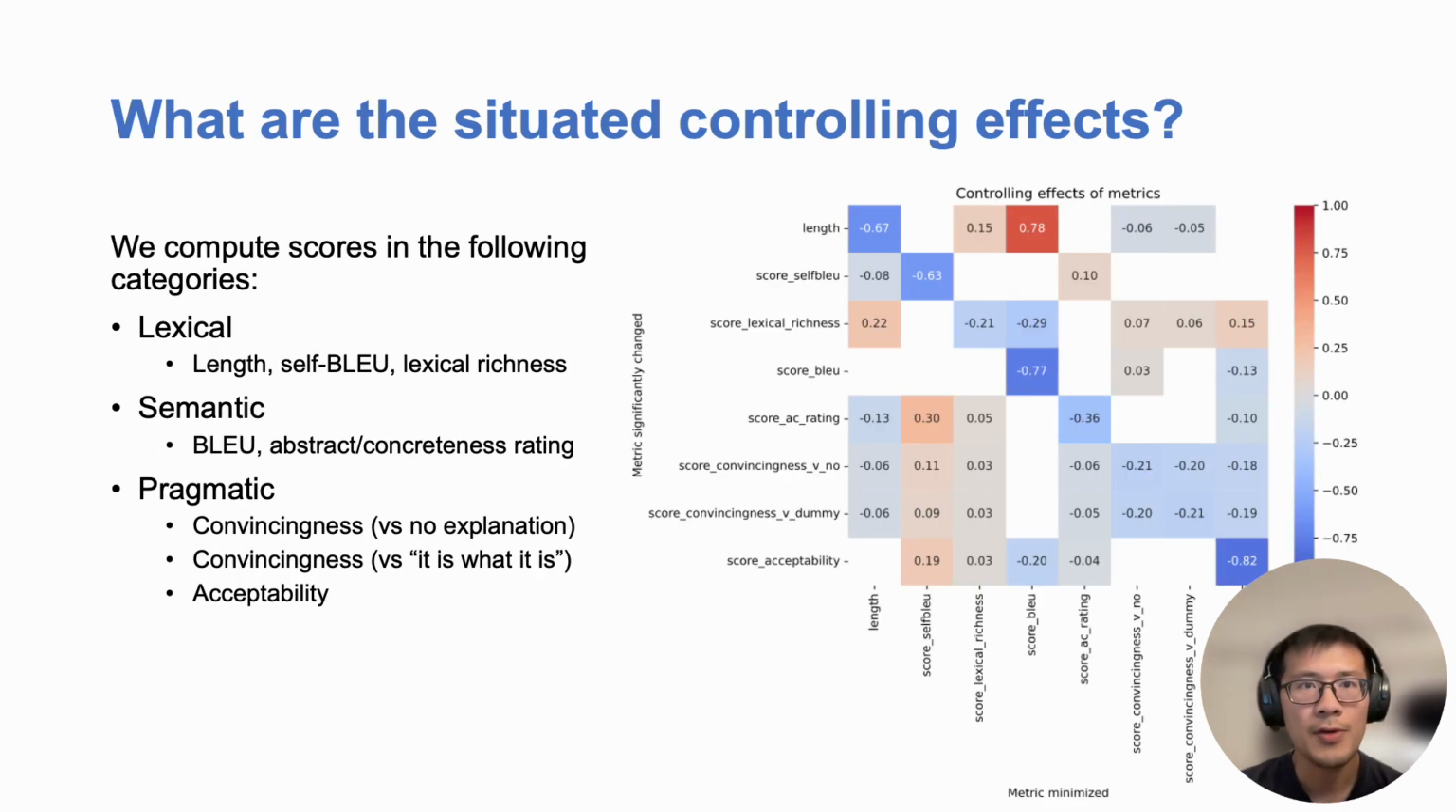So, how about the actual controlling effect? We use automatic evaluation methods. We compute scores in the following categories. On the lexical side, we compute the length, self-BLEU, and lexical richness. On the semantic level, we compute BLEU score and the abstract concreteness ratings. On the pragmatic level, we compute the convincingness versus no explanation or versus the "it is what it is" dummy explanation, and also the acceptability score. With the scores in each of these categories, we are able to cross-evaluate the controlling effects of the situated prompt.